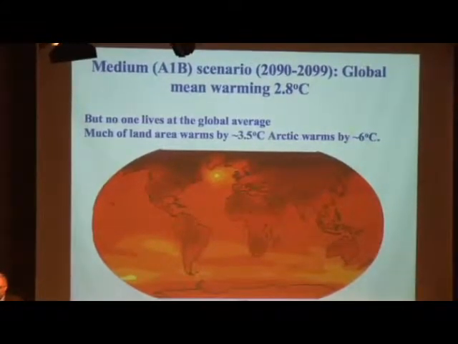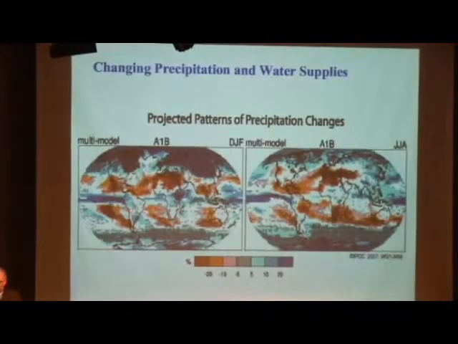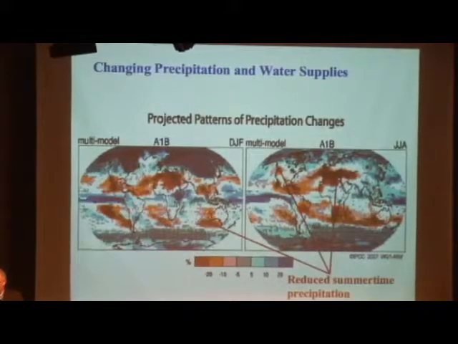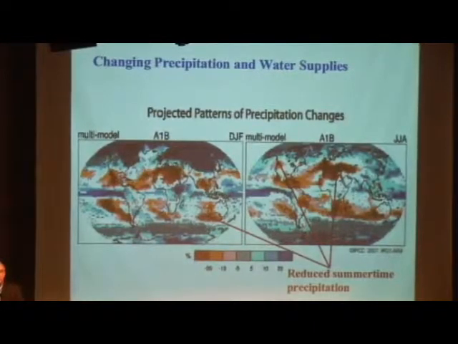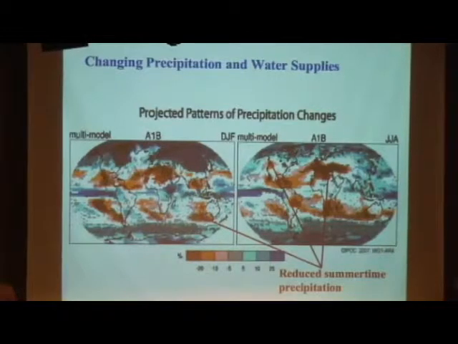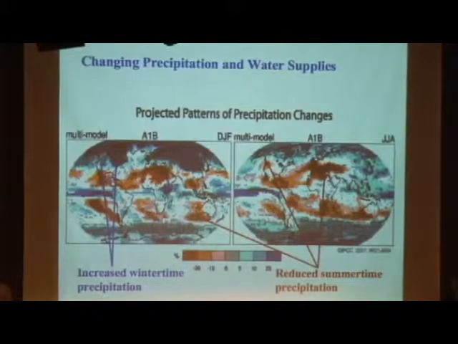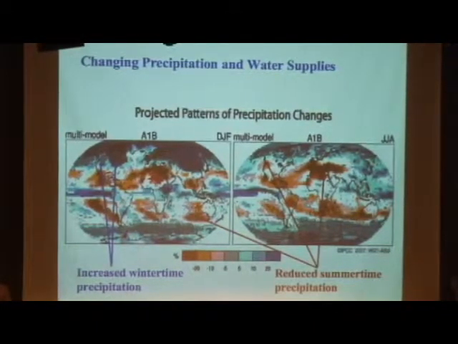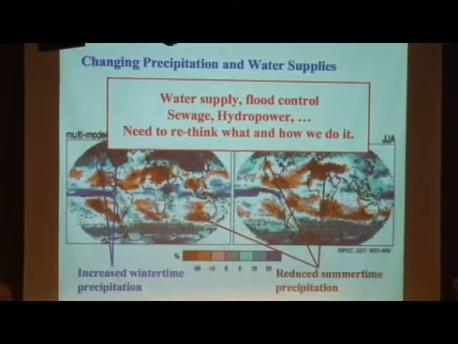There's a very large northern expansion of this. We also need to look at precipitation patterns, and on a global basis, there are many places with reduced summertime precipitation, including the central interior of British Columbia and the southwestern Canadian prairies. Areas that are already dry will get even drier in the summer. We'll also have increased wintertime precipitation through most of Canada, including the coastal zones here. This means we need to look at our water supply systems, our flood management, hydropower, and how we deal with sewage, and rethink what we're doing and how we do it.